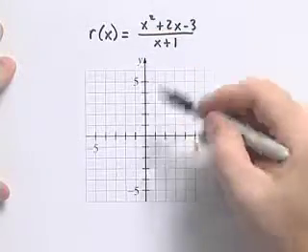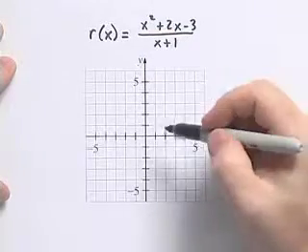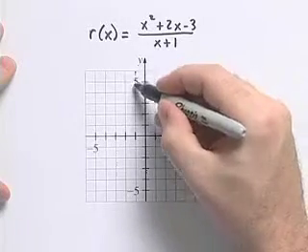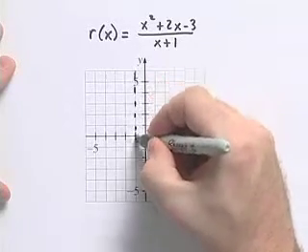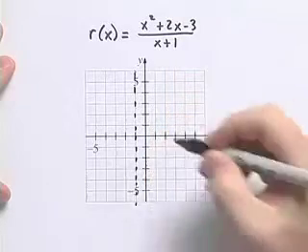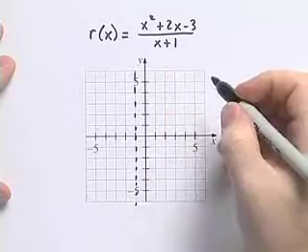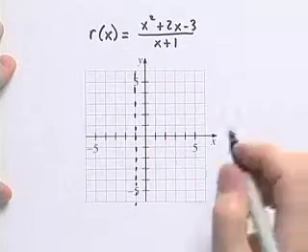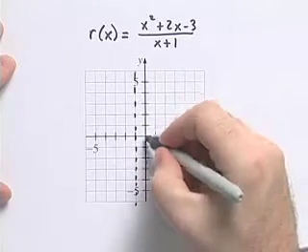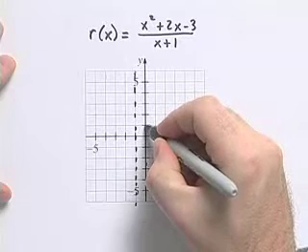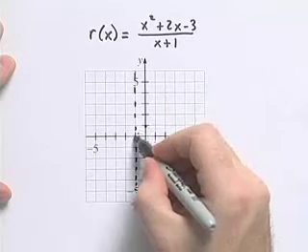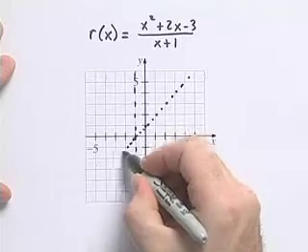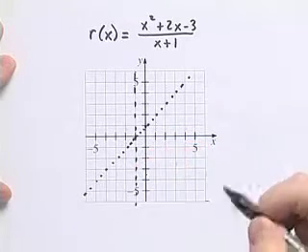First thing we want to do to graph this rational function is to put in our asymptotes. We had a vertical asymptote at x equals negative 1, so we're going to draw in a dotted vertical line to represent our asymptote. We also had an oblique asymptote, y equals x plus 1. We need to graph that line. So when x is 0, we'd get 1. When x is negative 1, we'd get 0. And so our oblique asymptote would look something like that.